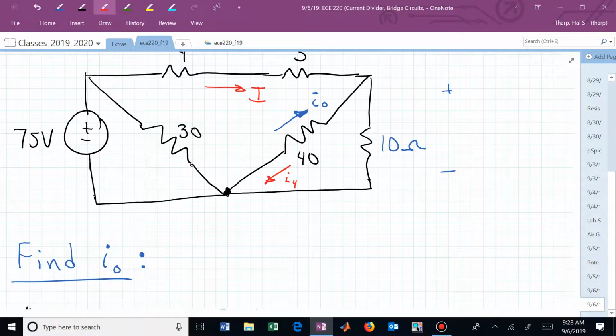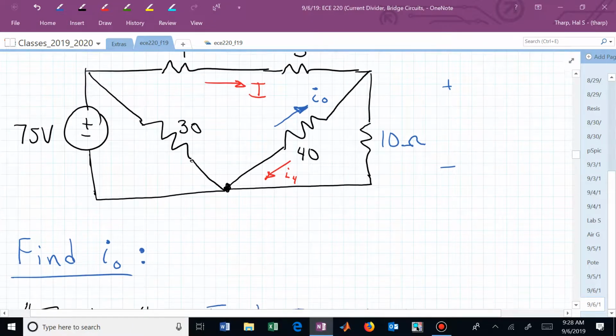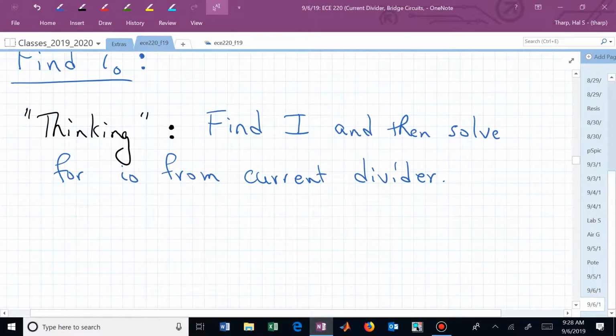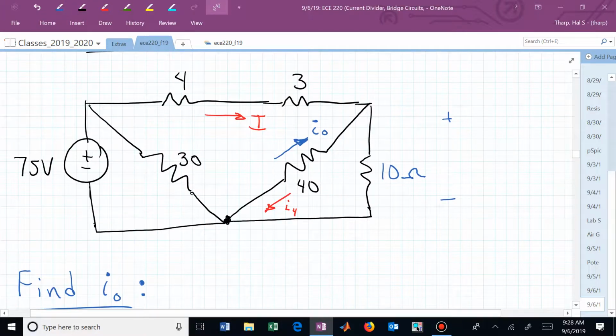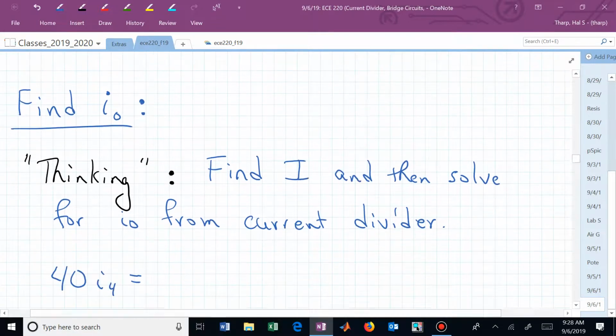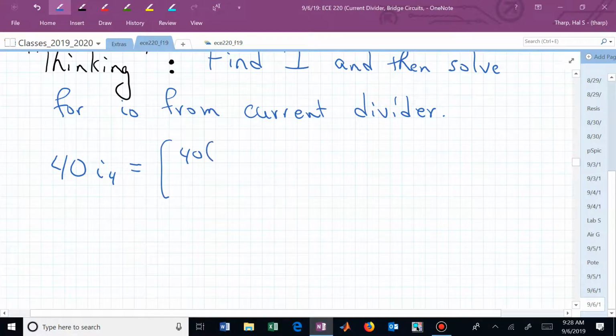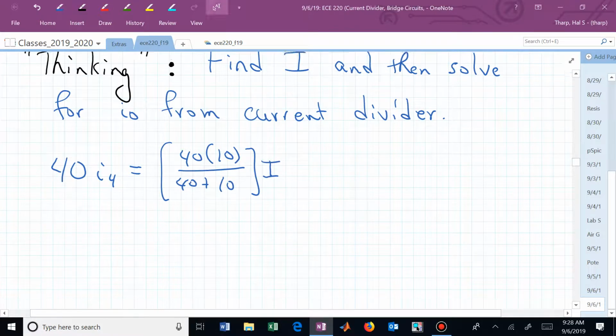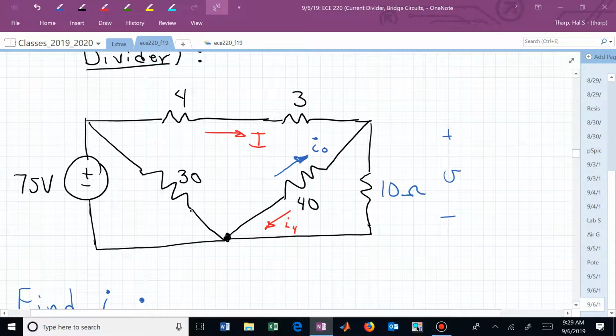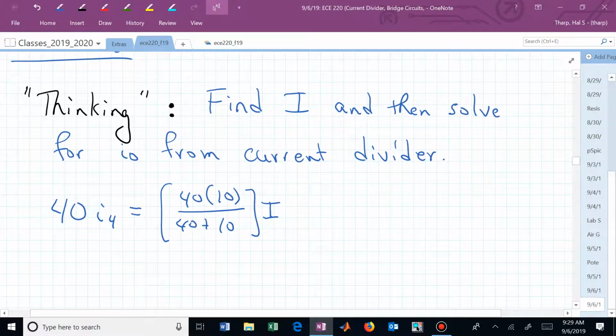And what's my formula for I sub 4? Well, I know that 40 times I sub 4, that's the voltage drop here, V, and that's the same as 40 times 10 over 40 plus 10. That's the equivalent of the 10 and the 40 resistors times the current into that equivalent parallel combination. Or I've now really just re-derived the current divider rule.